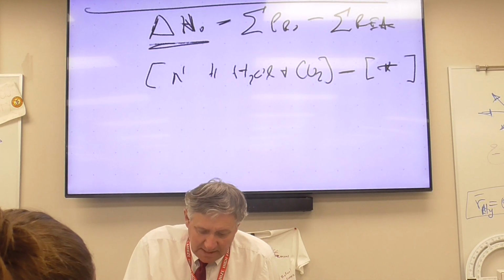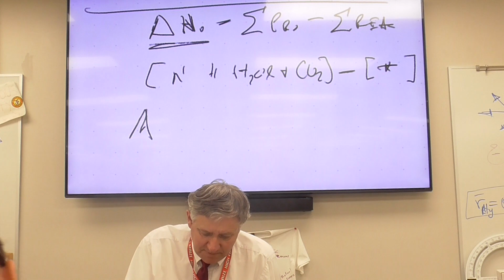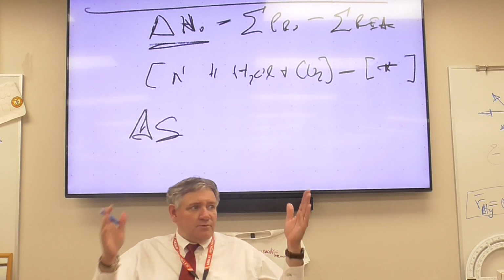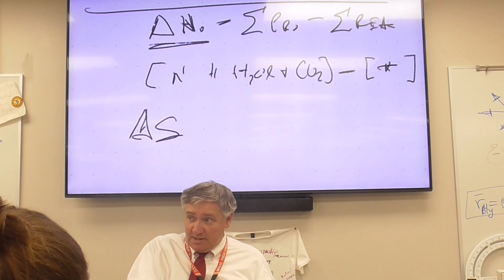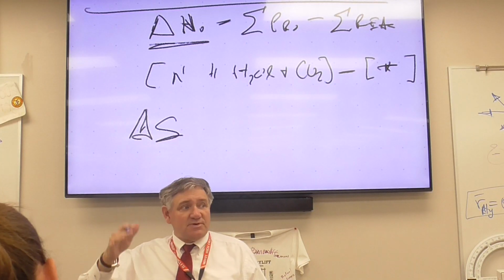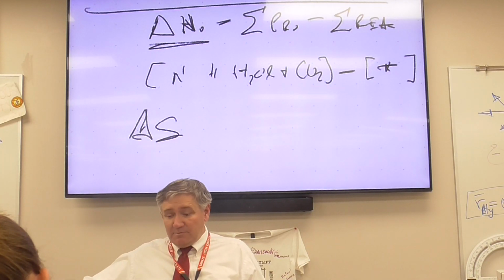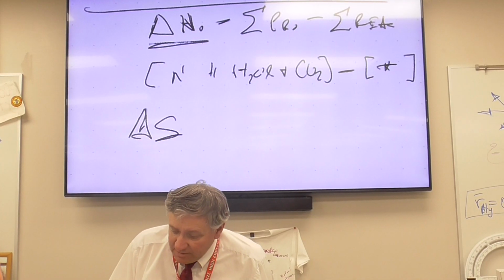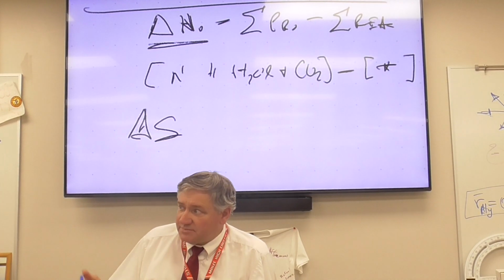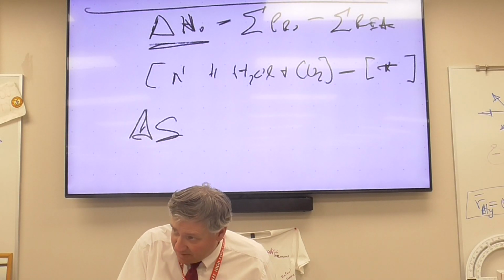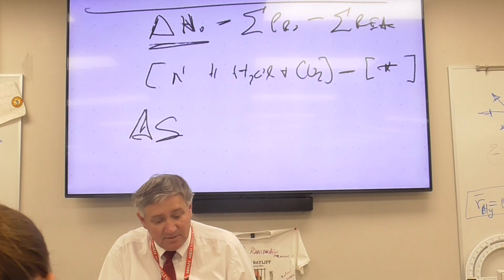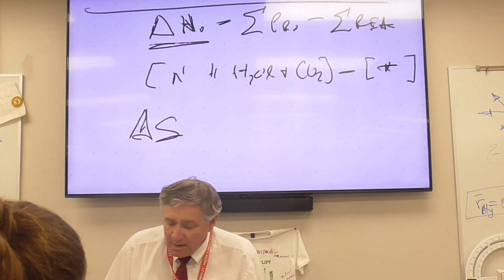Then you're going to do the same thing with your entropies. You go through and find the entropy values of your products, add those together, and subtract the reactants, just like you've done before. Then you're going to do the same thing with the Gibbs free energies. Look up the three values for the Gibbs free energy, add those together, and subtract the reactants.